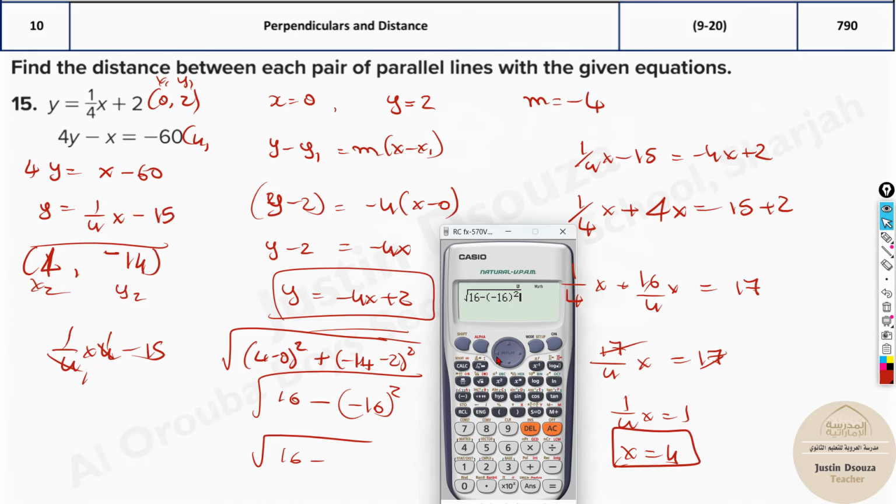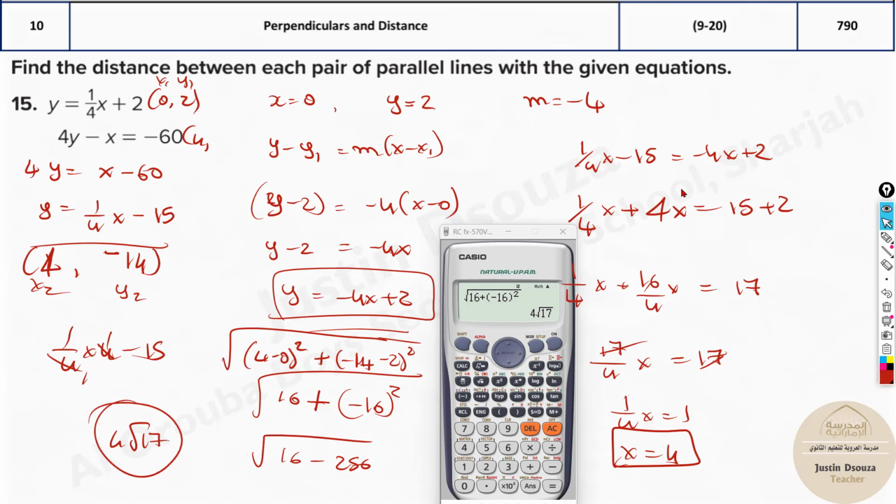Now what was the error over here? I have written the formula wrong. You can't have minus; it was a negative number, it will be imaginary. It's plus. The formula must be correct. Now this is the final answer. See over here, I've written the main formula correct, but while I was writing, I've written it wrong. So it was 256, 16 plus 256 is 272. The answer is 4 root 17. That's the distance. So that is how we do it.